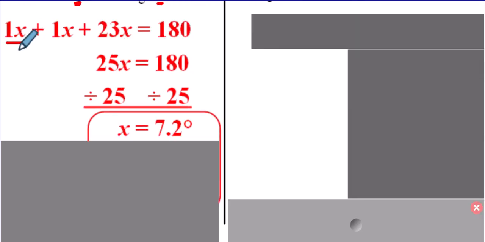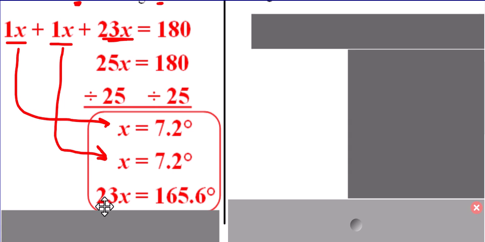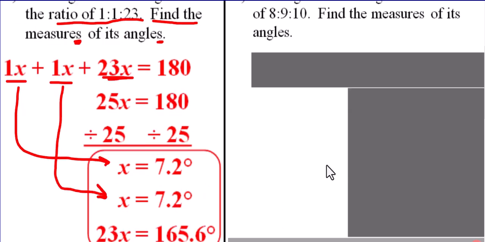Now, instead of saying 1x, I can just call it x. And I can do the same thing for the next 1x. The next 1x is also just x. So yes, I have to write them both because they both represent a different angle on the triangle. And then finally, we need 23x. So 23x means 23 times x, 23 times 7.2, and that's going to give you 165.6 degrees. And if you add these 3 angles together, voila, you get 180 degrees.